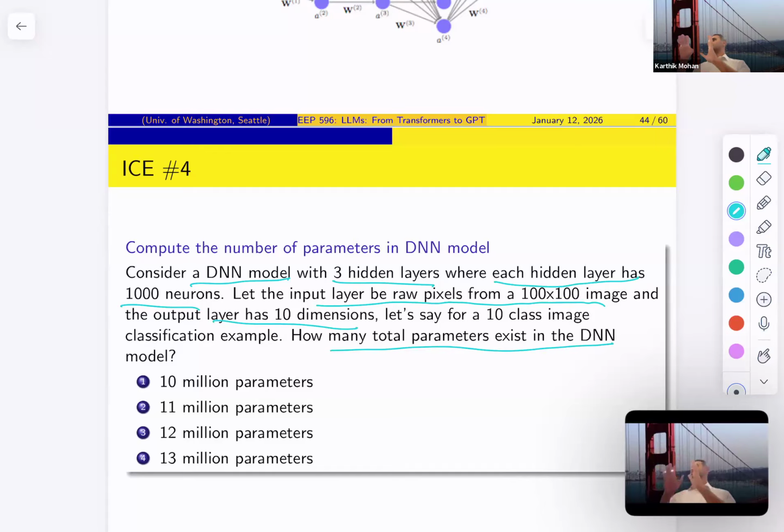Maybe just first set up the architecture. Okay, you have the input, then hidden layer 1, hidden layer 2, hidden layer 3, and then you have the output.